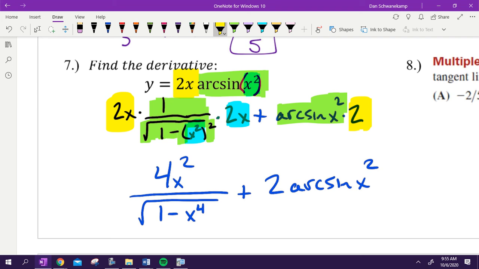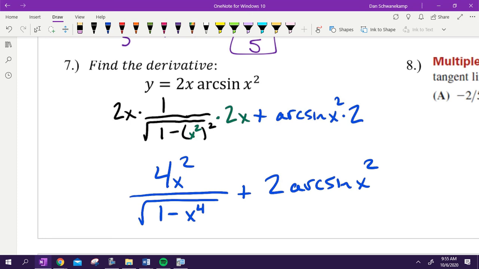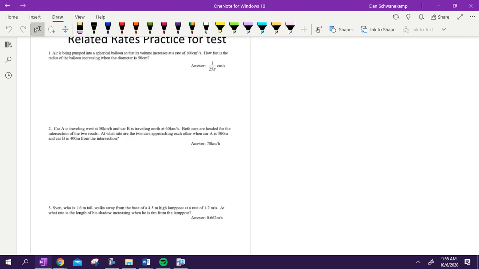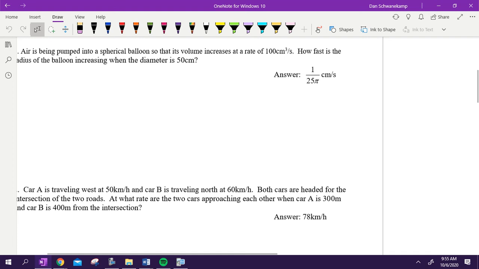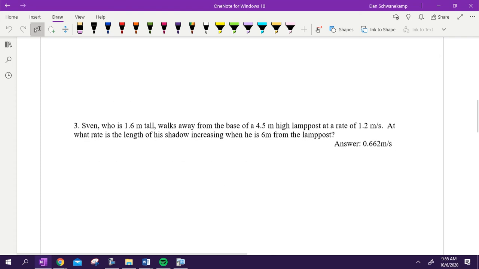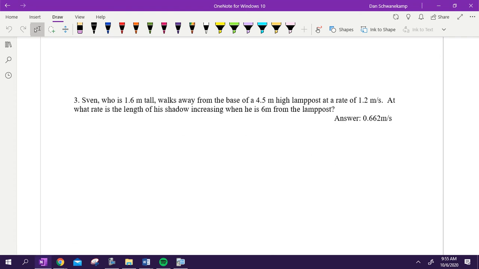Yep. Any other questions? Anything else on this review? I gave you a related rates review. Okay, you didn't have to get to that yet. Maybe you saved it for tonight. Anybody get to that related rates review and want me to go over one? Rachel? Can you just go over the proportion one? I think it's the third. Yes.